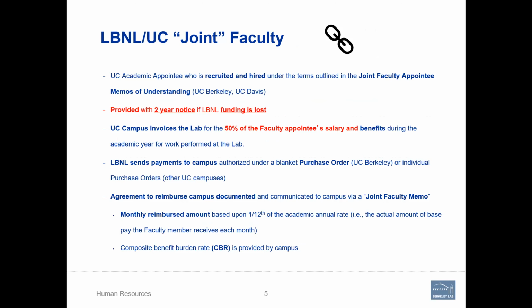Now, this is the one: joint faculty. This term, you must be very careful how it is used. A joint faculty and shared faculty are not the same. The biggest difference is that a joint faculty member is recruited and hired jointly with campus. The recruitment happens jointly, they interview and hire jointly, and all of the terms are banged out together. Right now we only have two campuses that we have joint faculty appointments with, which are UC Berkeley and UC Davis.